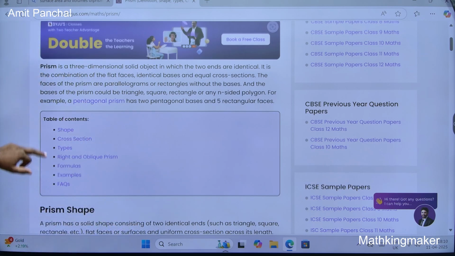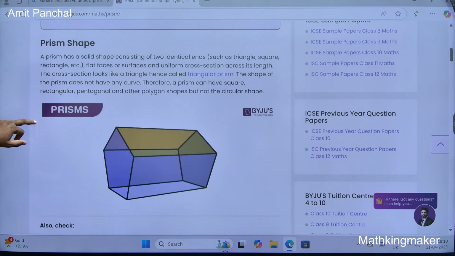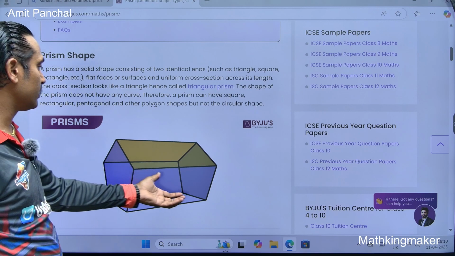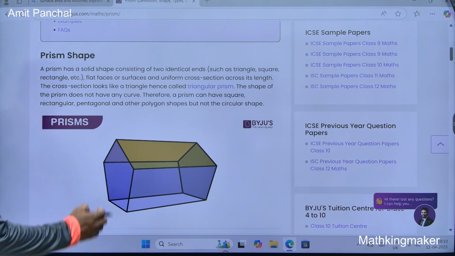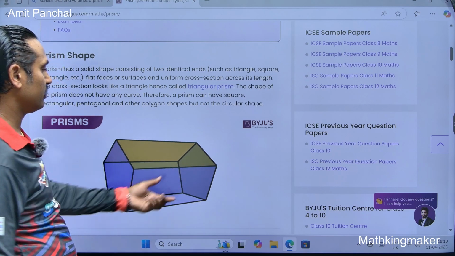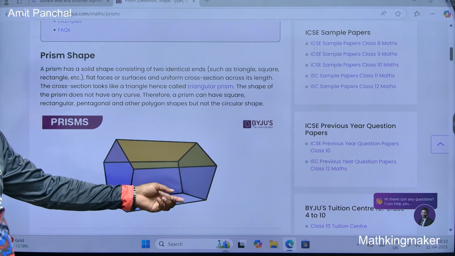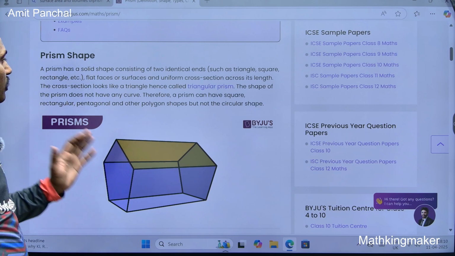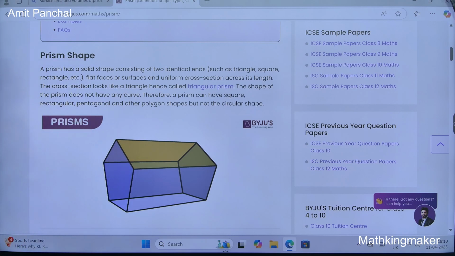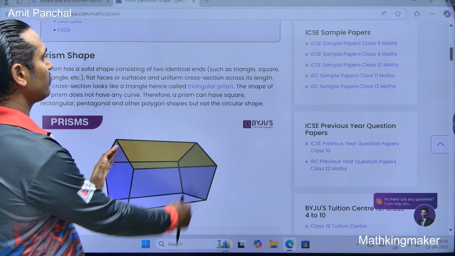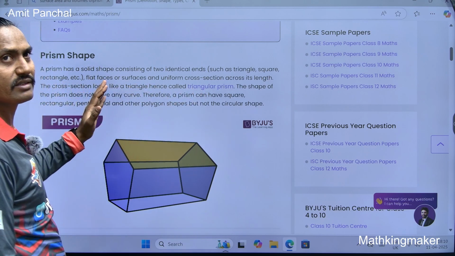Now we'll see the shape of the prism. This type of shape is an example of a prism. So what is its base? The base is this one, 1, 2, 3, 4, 5. It is a pentagon base. So a prism is a solid shape consisting of two identical ends, such as triangle, square, rectangle, etc.